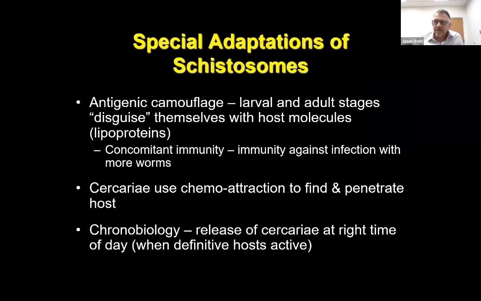So there's some really cool special adaptations of schistosomes, such as antigenic camouflage. Like I said, the adults and larvae are under the radar of the immune system because they coat themselves with lipoproteins of the host. The cercariae use chemoattraction to find snail hosts and human hosts. And the other really cool adaptation of the worms is that the cercariae are released only during the day, usually at the peak heat of day, when humans are most often in water bodies.